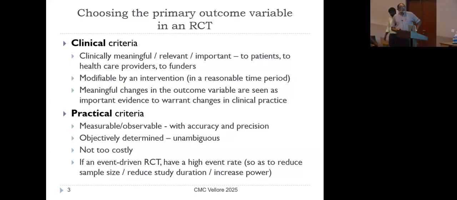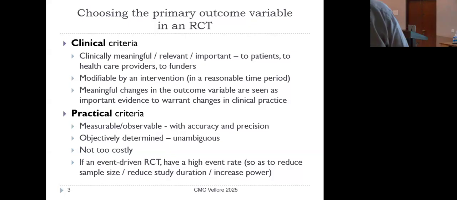All right, so choosing the primary outcome variable in a randomized controlled trial. How do you choose it? First of all, this is going to be the one and only variable that you're going to use to judge whether it works or not. So you better choose it wisely. Right? So how do you choose it?